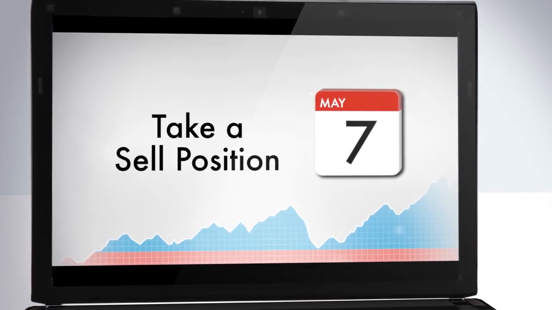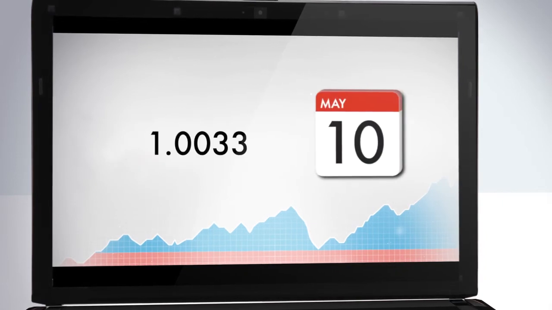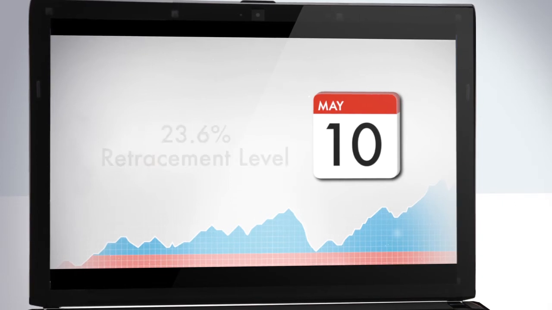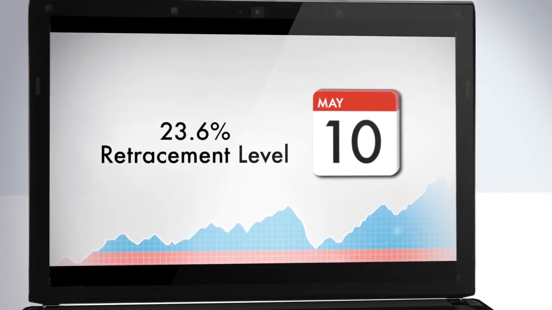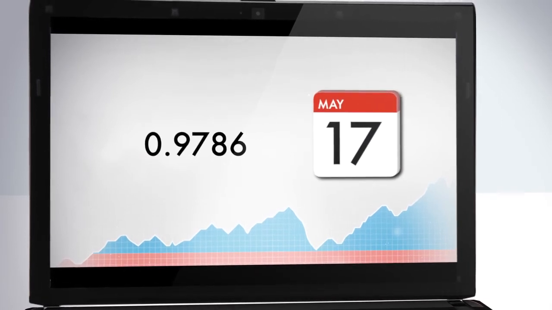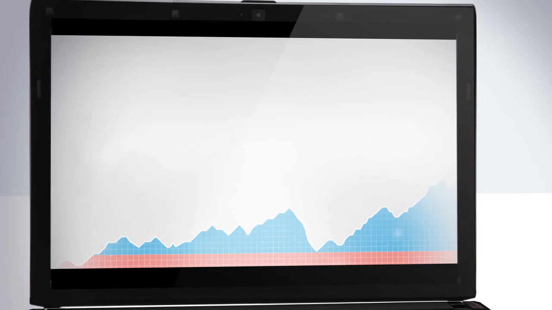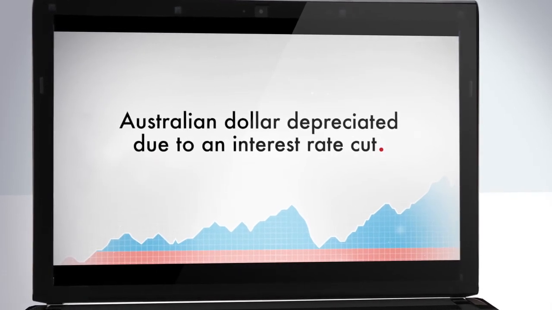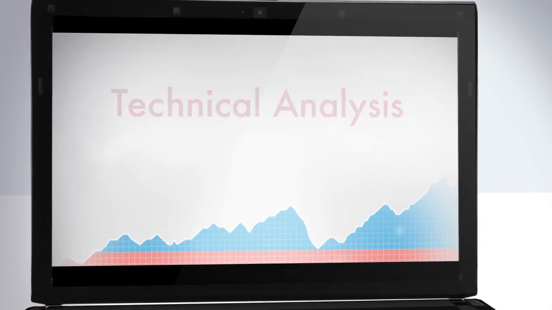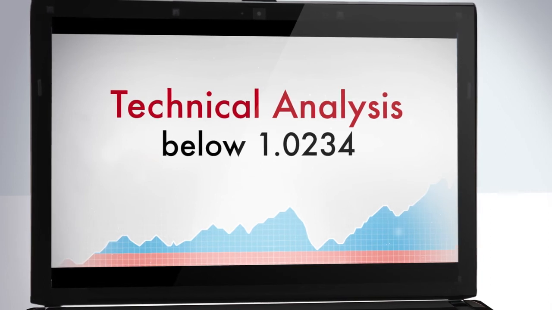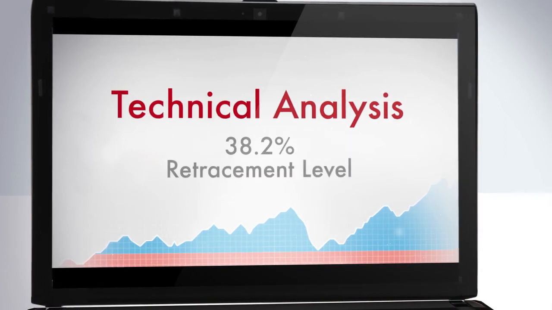In reality, on May 10th, the pair breached 1.0033, a 38.2% retracement level, and a 23.6% retracement level of 0.9786 was reached on May 17th. Fundamentally, the Australian dollar depreciated due to an interest rate cut, which fueled the economy with a higher money supply. Technical analysis offered the point of entry below 1.0234 level and subsequent points of exit at 38.2% and 23.6% retracement levels.